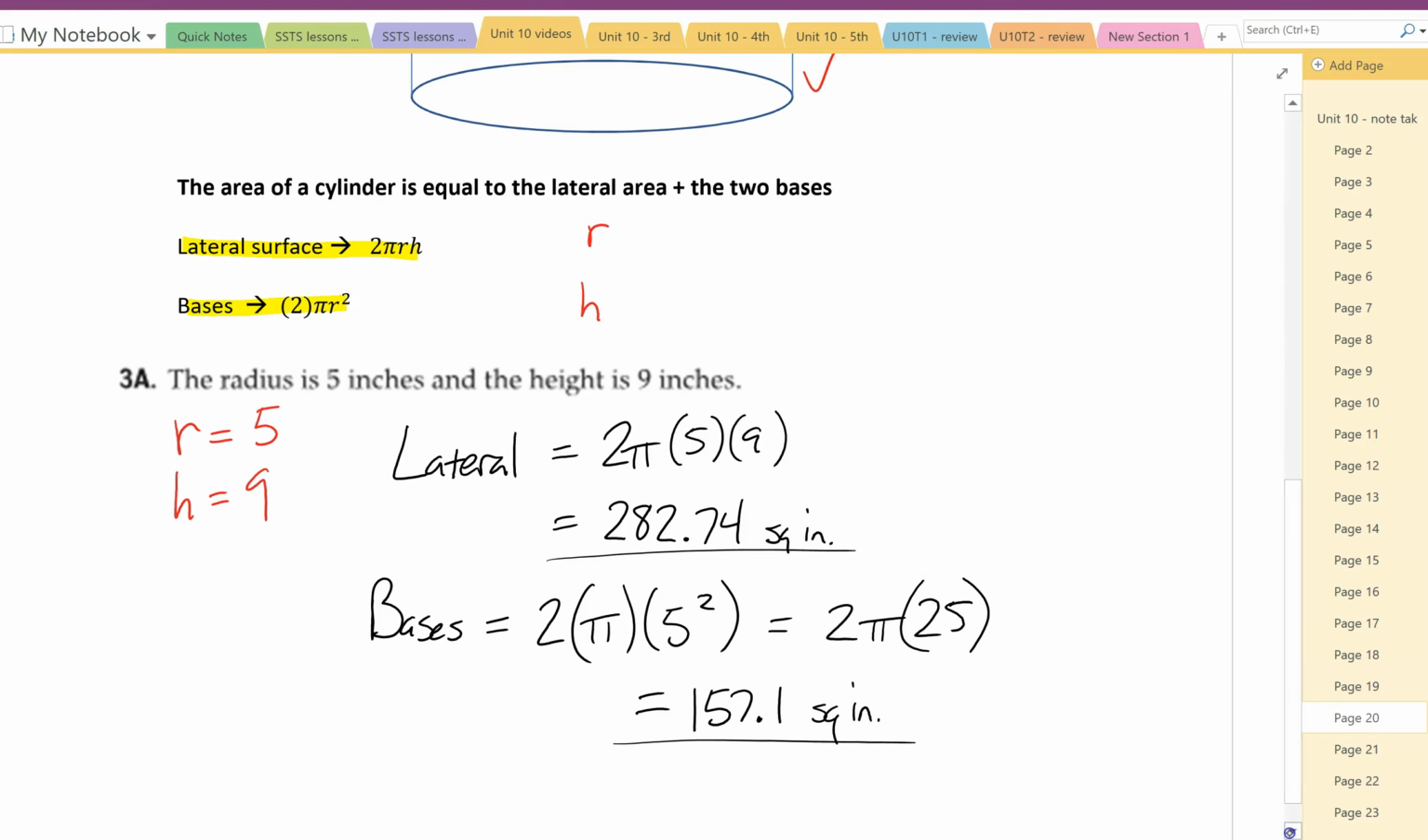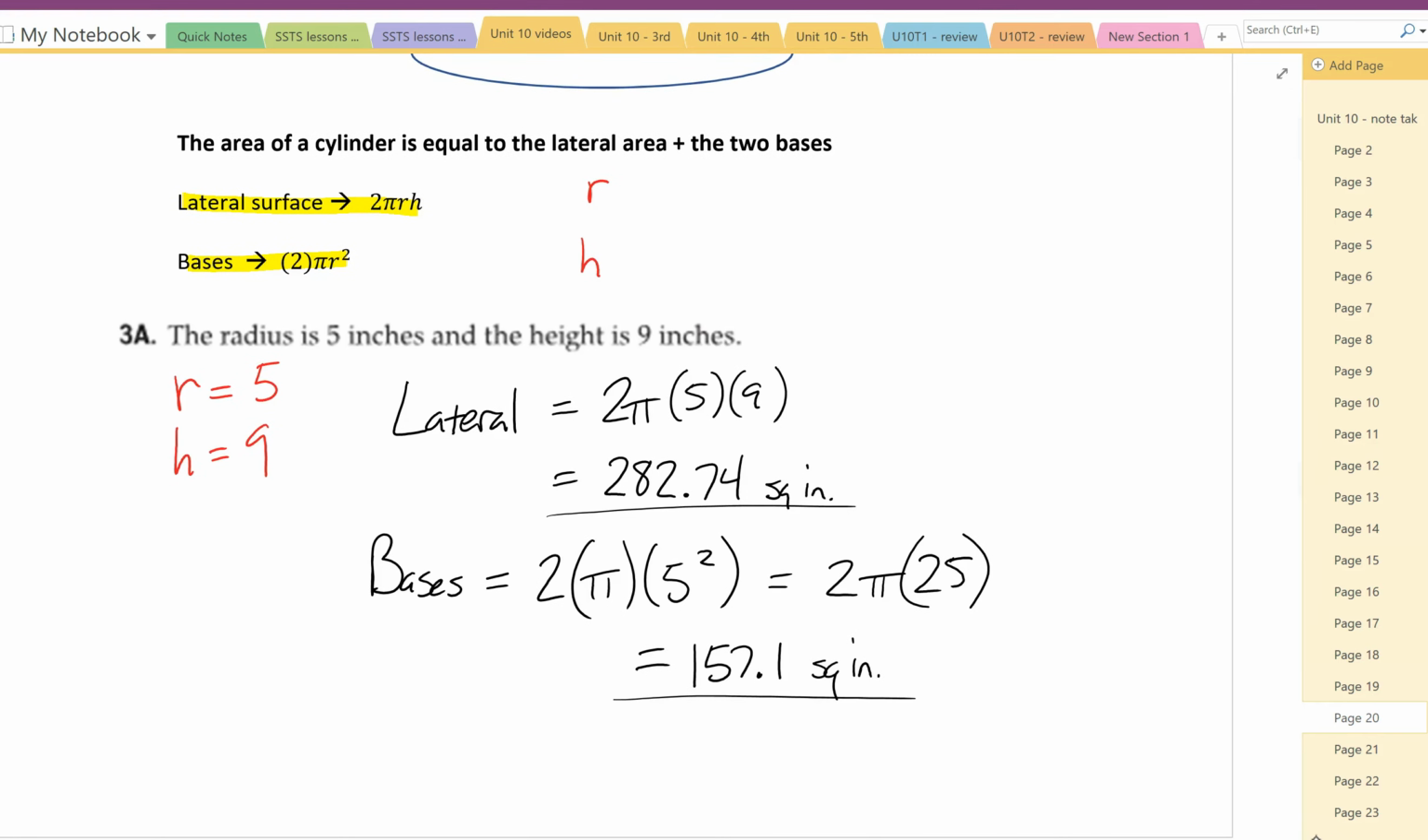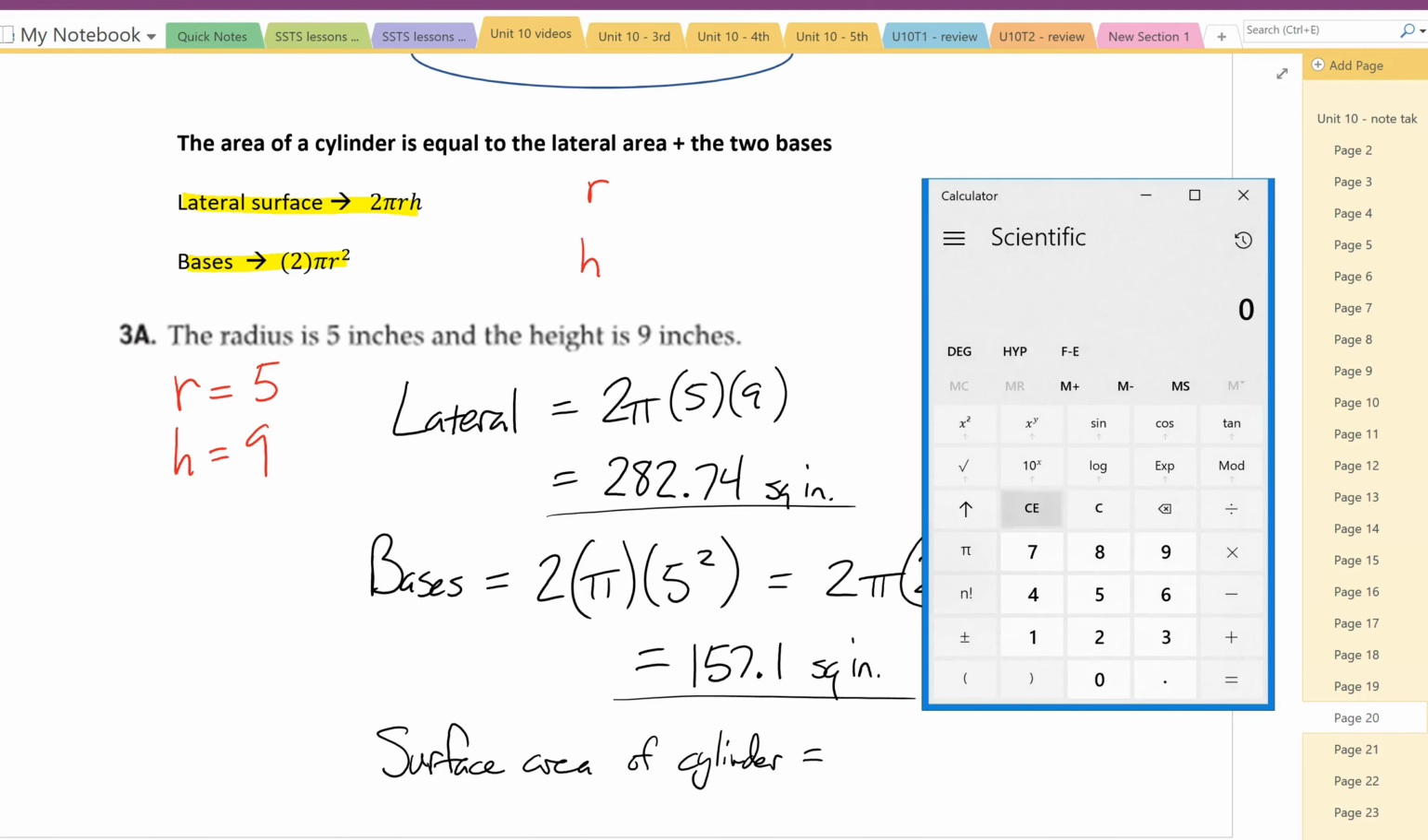So I have the lateral surface area and I have the surface area of the 2 bases. To figure out the surface area of the cylinder total, I just add those together. So surface area is 282.74 plus 157.1, so 439.84.